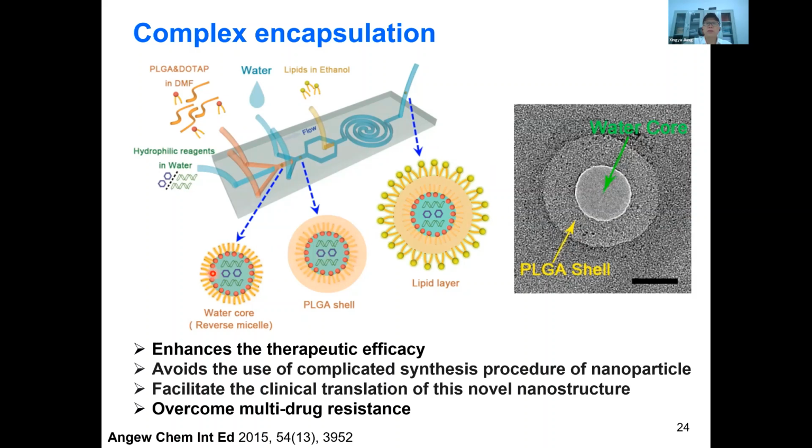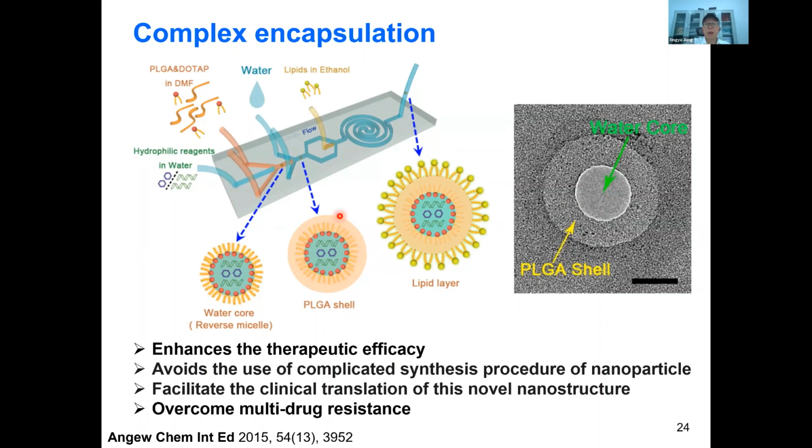The reason why this is very good to do on microchannels is because reverse micelles are typically very unstable. If you were to make them in bulk, they fall apart very readily. And if you wanted to coat another layer of PLJ on it, it's almost impossible. But in here, because you're doing this very quickly, once you make the reverse micelle, you immediately coat it with a PLJ layer and then another layer of lipid. And then this structure effectively freezes the structure to give rise to this double layer structure.